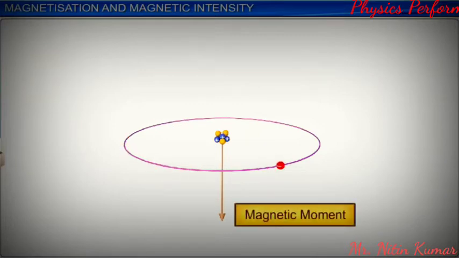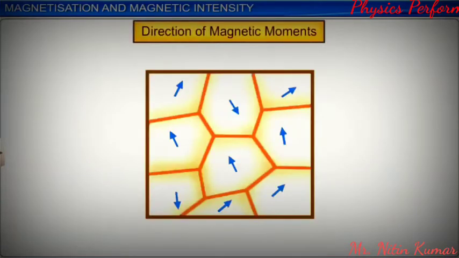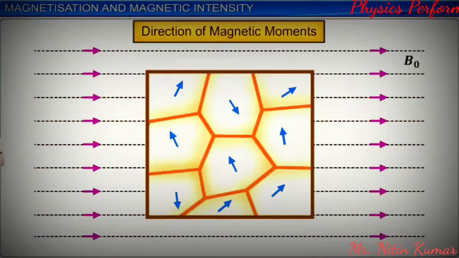The resultant magnetic moment of an atom is the vector sum of the magnetic moments of all such circulating electrons in the atom. Here, the magnetic moments of these atoms in an object are randomly oriented and their net magnetic moment is zero. When the object is placed in an external magnetic field, the magnetic moments of the atoms are aligned partially or completely in the direction of the applied magnetic field. Then, the net magnetic moment of the object is in the direction of the external magnetic field.